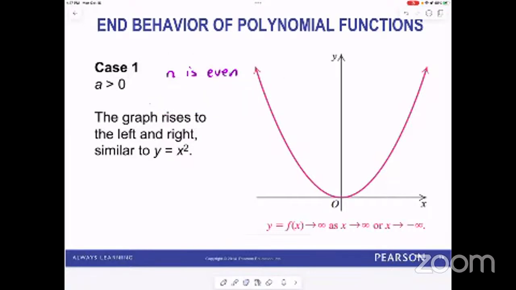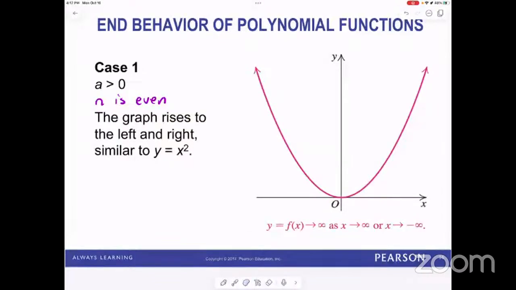Okay. So in these first 2 cases, we're going to look at where n is even. N is going to be the degree of our power function. So when the degree of the power function is even, then, let's see. In case 1, our leading coefficient is positive and our n is even.